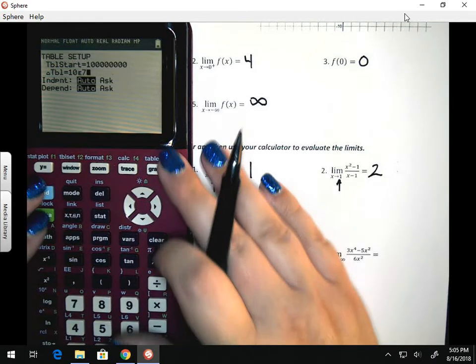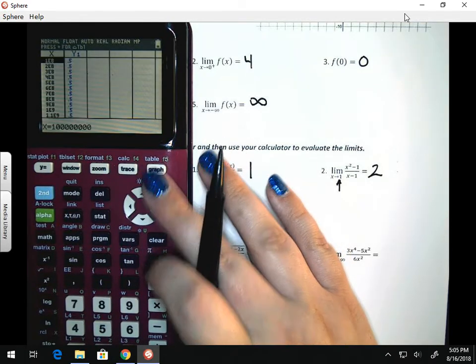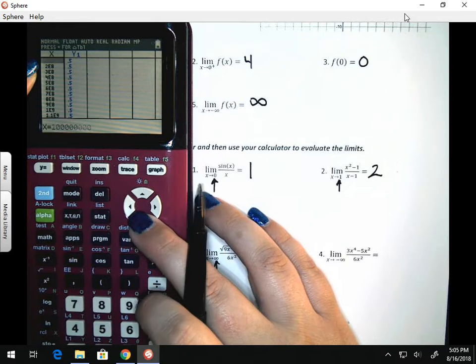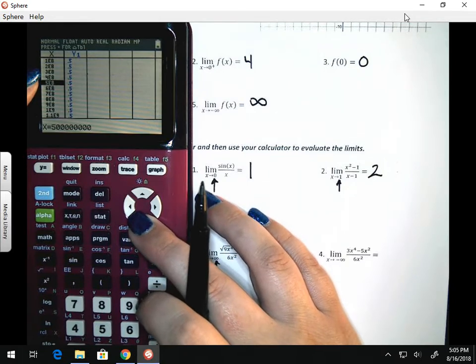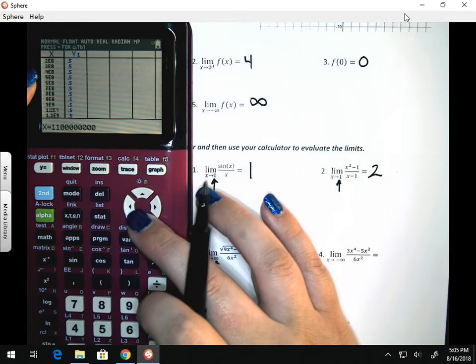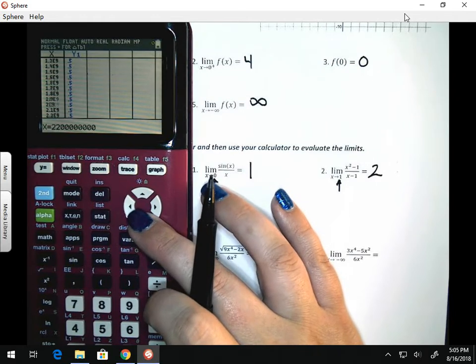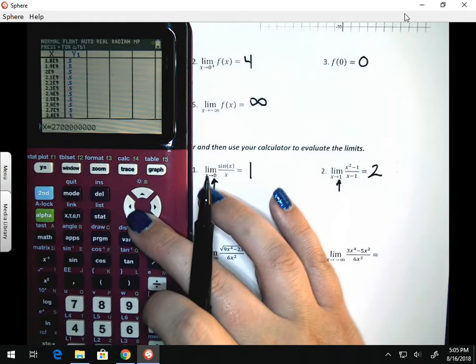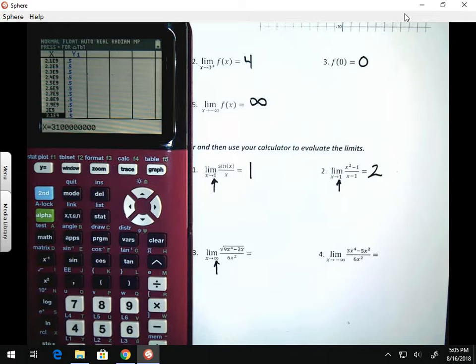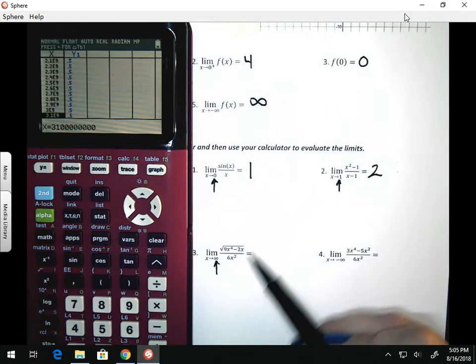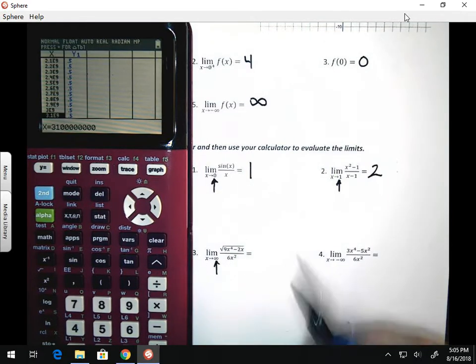Okay, and now I'm going to go to my table. And when I do that, all of these values are really, really big. And as my x values keep getting bigger and bigger and bigger, my y values are all 0.5 right now. So that must mean that my limit right here must be 1/2.